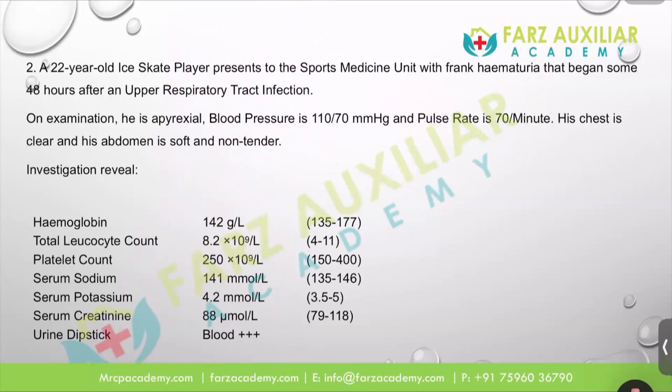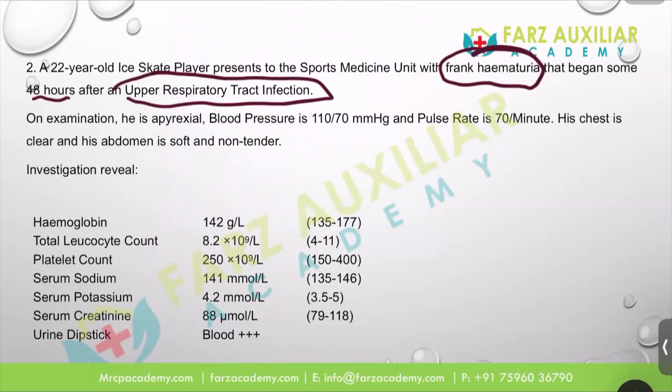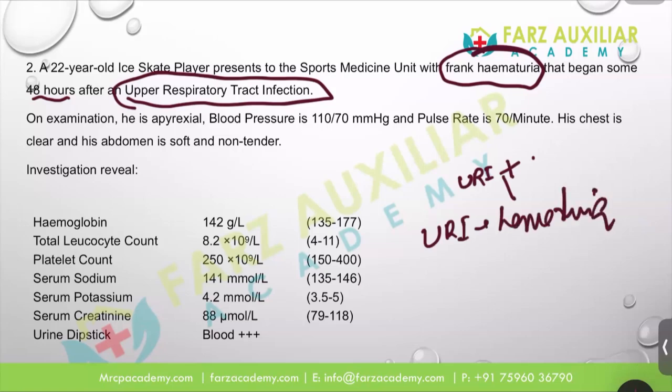So this patient, who's a young guy, has come to you with frank hematuria that began some 48 hours after an upper respiratory tract infection. Does this ring any bell, anyone? URI, frank hematuria? Post-streptococcal. IgA nephropathy. Wonderful. So URI plus hematuria, okay.